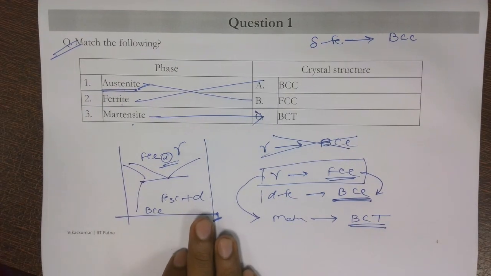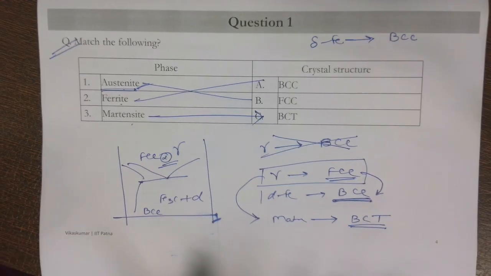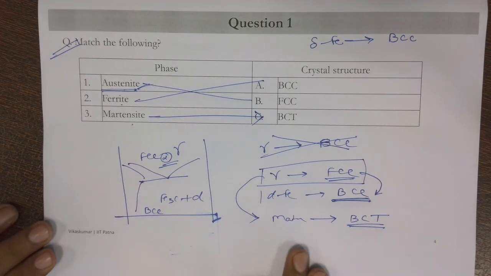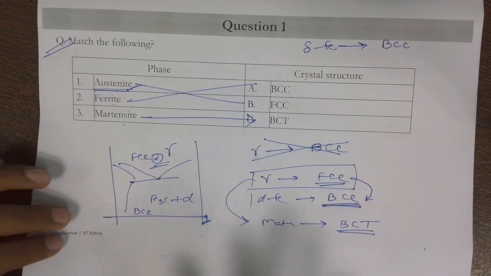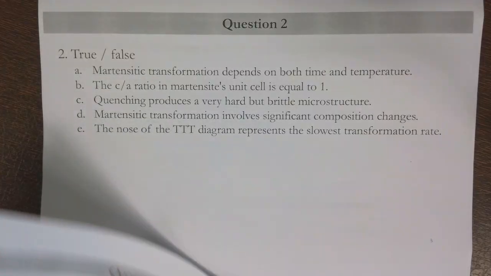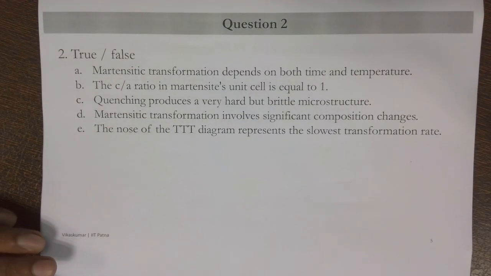Let me know. If not, let's move to the next part, question number 2. It's a true and false type. Martensite transformation depends upon time and temperature.